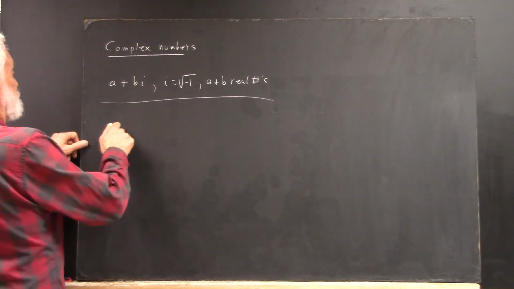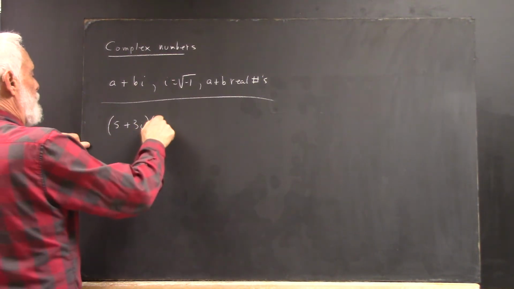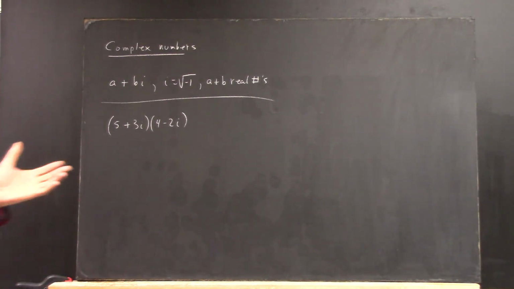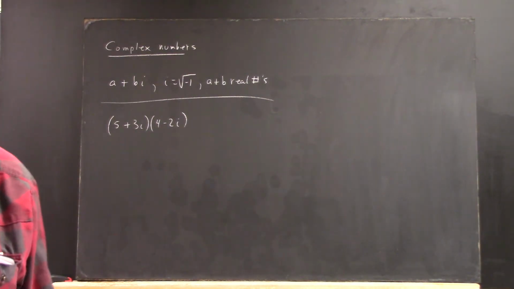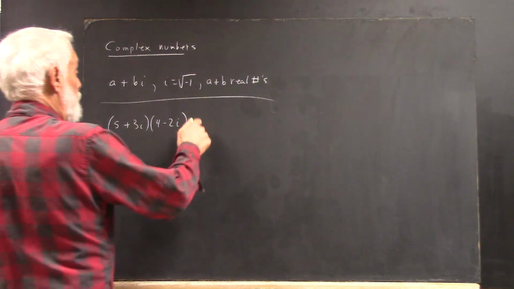Well, 5 plus 3i multiplied by 4 minus 2i. How are you going to multiply these expressions? What rule of mathematics are you going to use? Distributive law. And you've seen me do it many times.